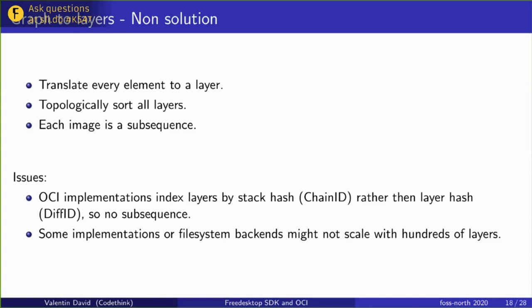The current implementations that I've looked at index the layers by the hash of the stack of all the layers. So how they store a layer is based not just on the layer itself, but also on what layer it goes on top of. And this is a problem because we can't use subsequences. If we don't use the same layers on the bottom, then they will not be indexed the same way. So we will have duplication anyway. So we will re-download and we will restore separately.